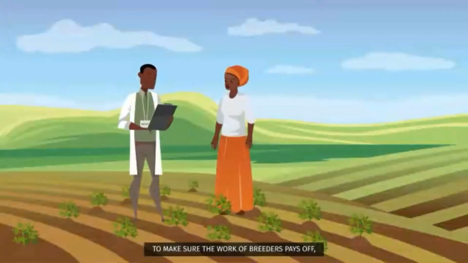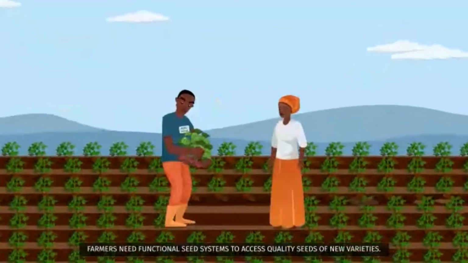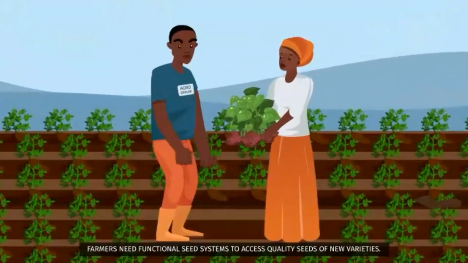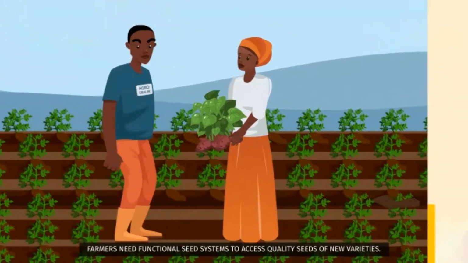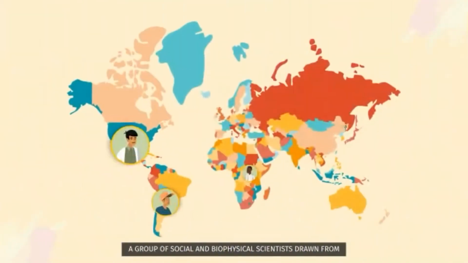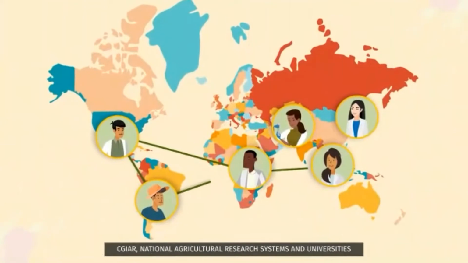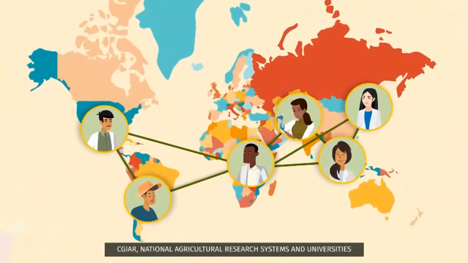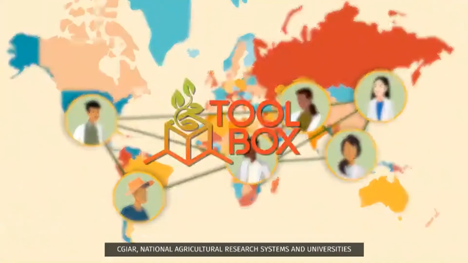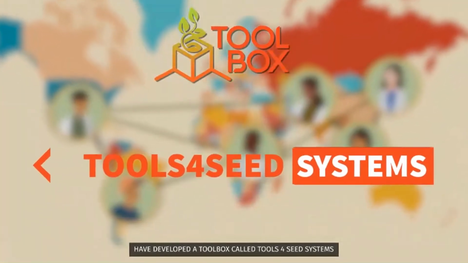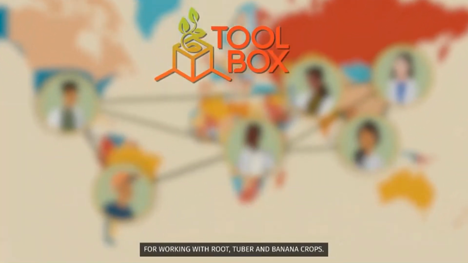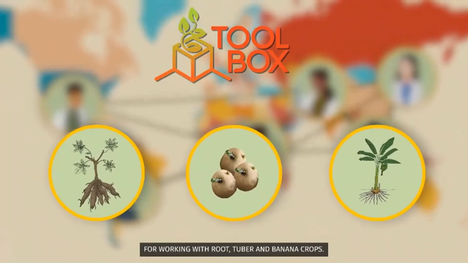To make sure the work of breeders pays off, farmers need functional seed systems to access quality seeds of new varieties. A group of social and biophysical scientists drawn from CGIAR, National Agricultural Research Systems, and universities have developed a toolbox called Tools for Seed Systems for working with root, tuber, and banana crops.